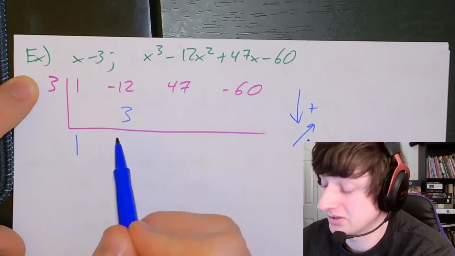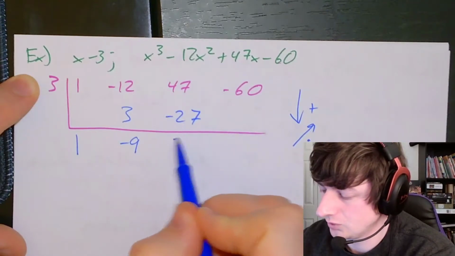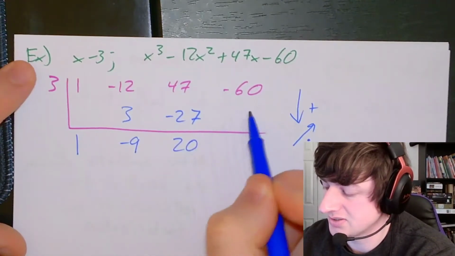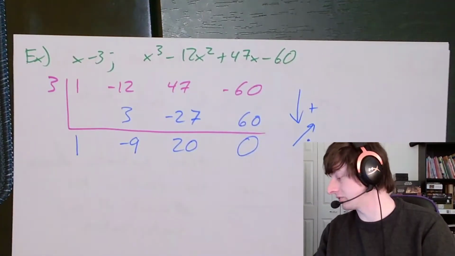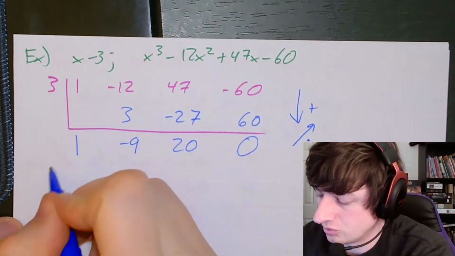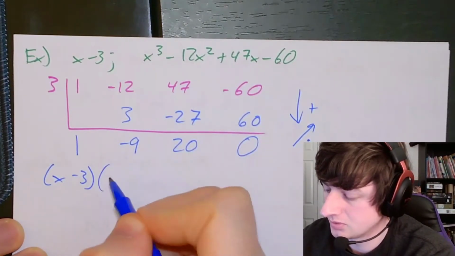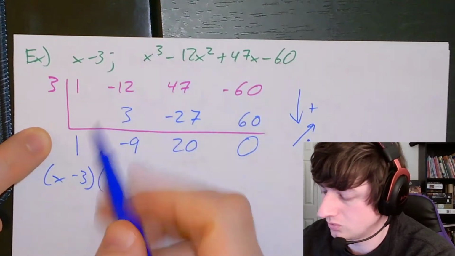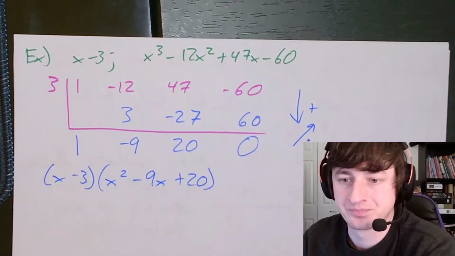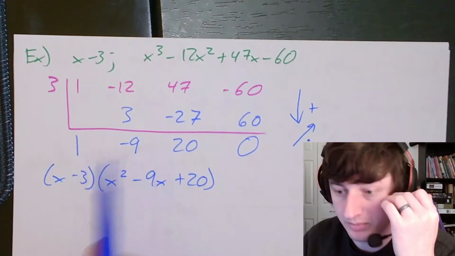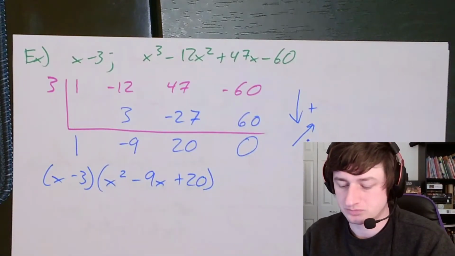Negative 12 plus 3 is negative 9. Times 3, negative 27. We get a 20. 20 times 3 is 60. Negative 60 plus 60 is 0. So that's good because that means it is a factor. There's no remainder left over. And so we can rewrite this polynomial as x minus 3 times 1 degree less than x cubed. So 1x squared minus 9x plus 20. So we're just using the numbers that we got from our synthetic division as the coefficients of our new polynomial.